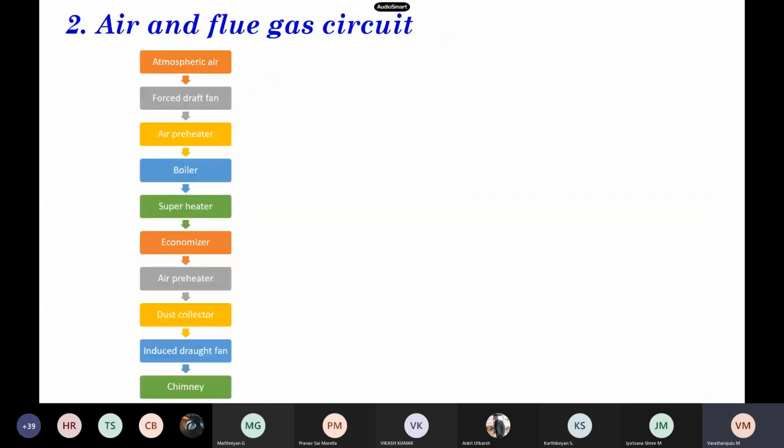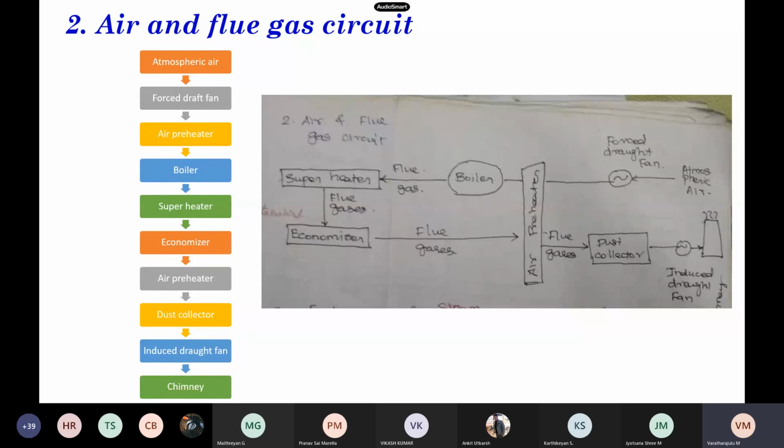And concerning the second circuit, the air and flue gas circuit, from the atmosphere, with the aid of forced draft, we pull the air and send it to the air preheater. The air preheater is surrounded by the flue gas. Through that, the flue gas preheats the new entry of air, and that is sent to the boiler. Before entering the boiler, the air is preheated with the aid of the air preheater.